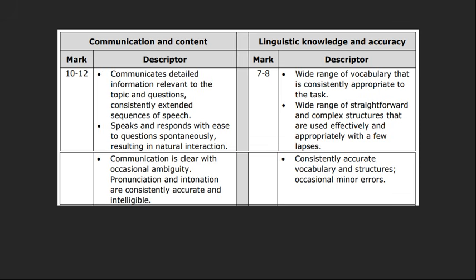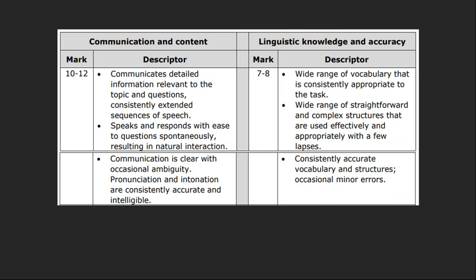Right, and then on to the other side, linguistic knowledge and accuracy. To get the top band, which is 7 or 8 marks, you need to show a wide range of vocabulary that is consistently appropriate to the task. So if you start using vocabulary that you know from your economics A level, for example, but it's not actually about the topic you're on, then it's not appropriate vocabulary, even though it is high level. So it has to be high level, but it also has to be related to the topic.